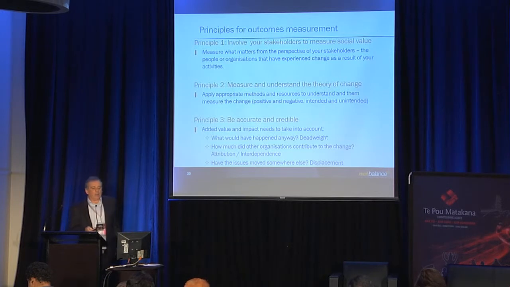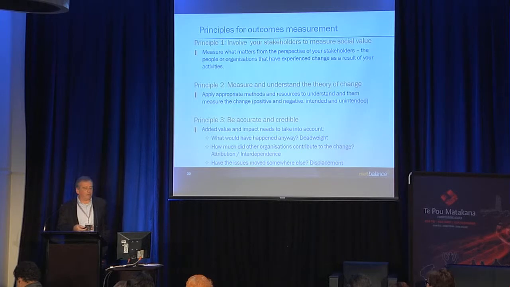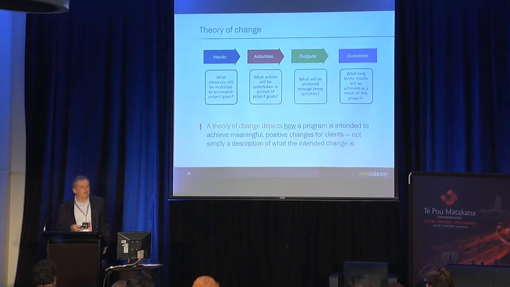Okay, in terms of principles, there's a lot of principle stuff based around measuring outcomes, and we've already mentioned some: involving stakeholders, making sure you understand that theory of change, be accurate and credible. Do that, what would have happened anyway? How much did our work contribute? How much did we rely on other organizations? So that's what a theory of change process looks like.